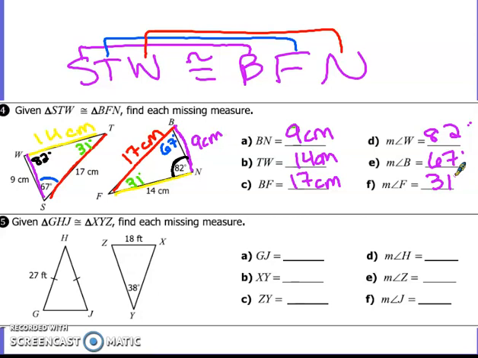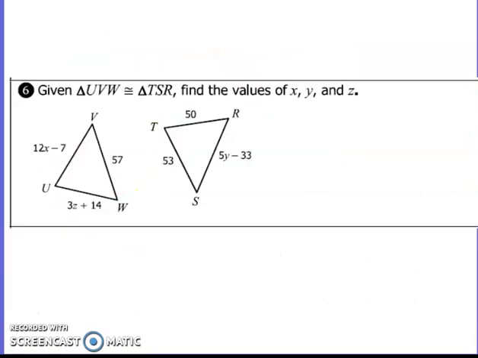Try number 5 on your own. We'll go over that in class tomorrow. The last one we're going to look at on here is number 6. We want to find the values of x, y, and z. Now, the big thing we need to keep in mind here is my congruency statement. U is going to correspond to T, V is going to correspond to S, and W is going to correspond to R. So now we can match up what we need to know.